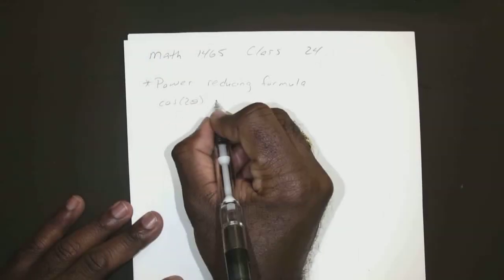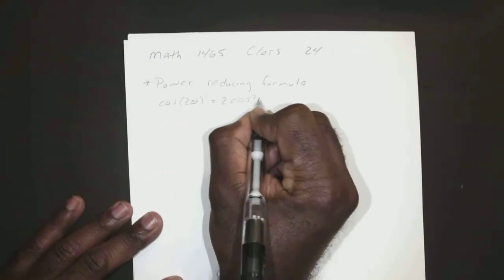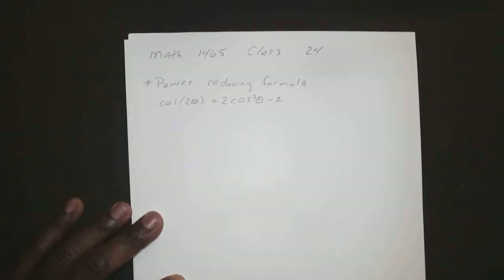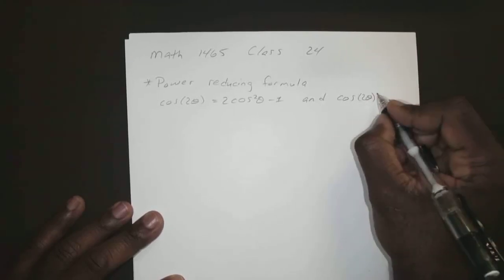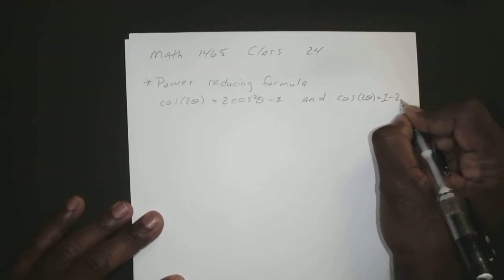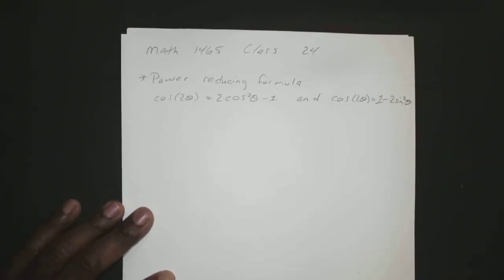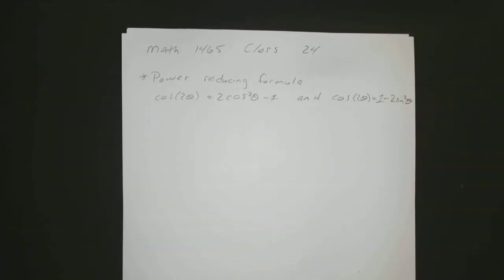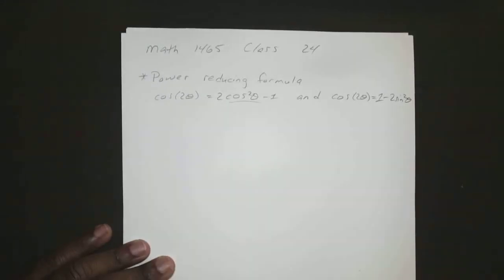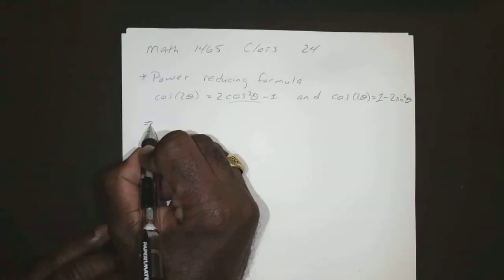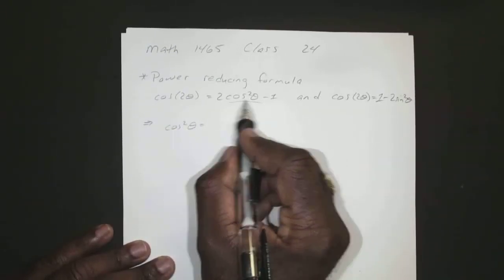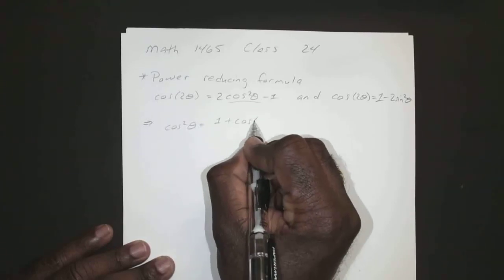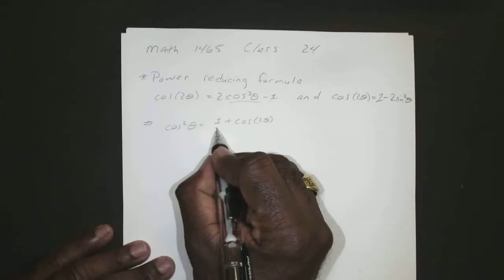So your cosine of 2 theta is 2 times cosine squared theta minus 1. And cosine of 2 theta is 1 minus 2 times sine squared of theta. Okay, so really here, if we solve for cosine squared, okay, so if we add 1 plus cosine of 2 theta, and divide both sides by 2.